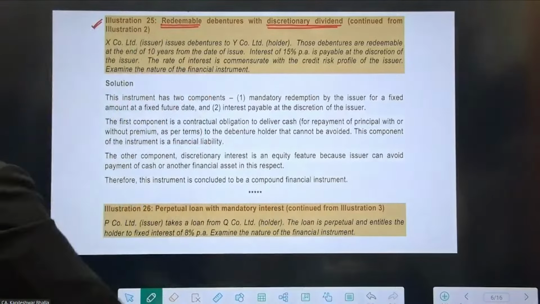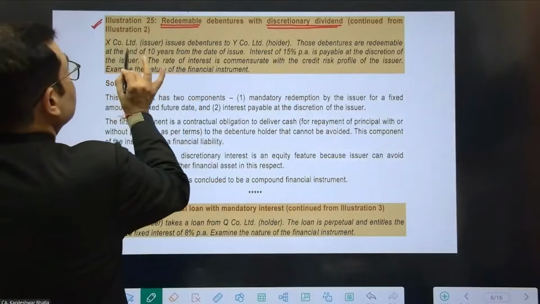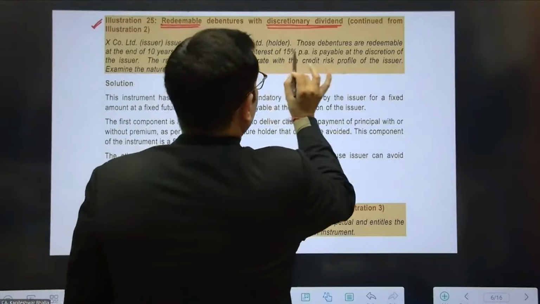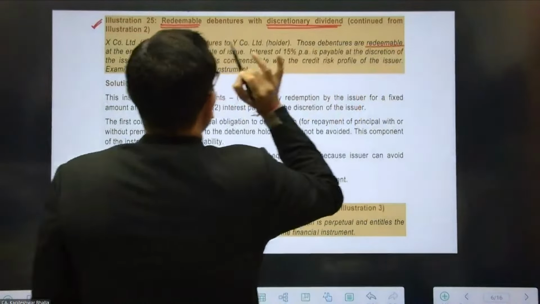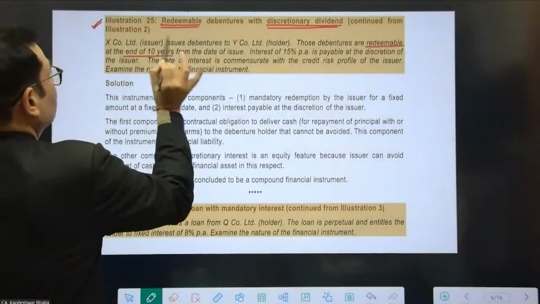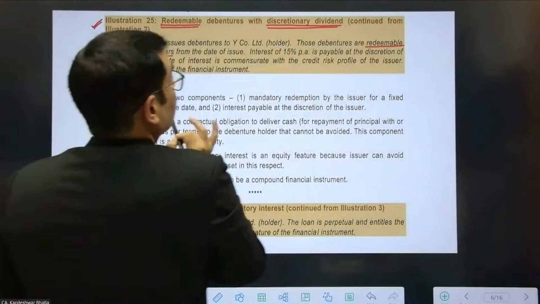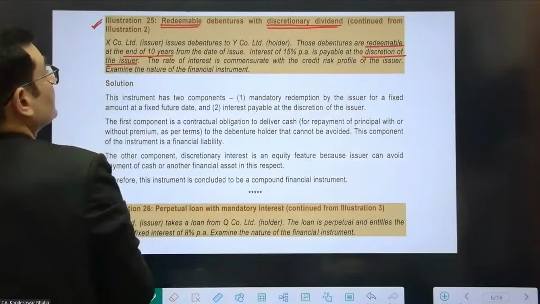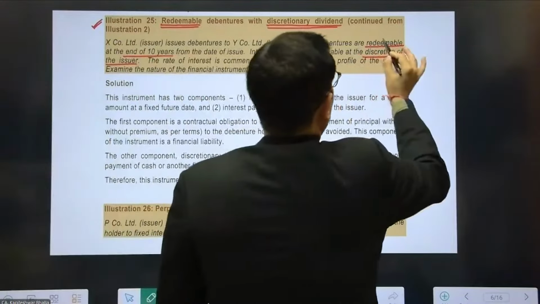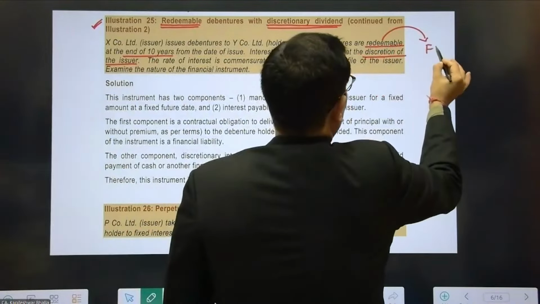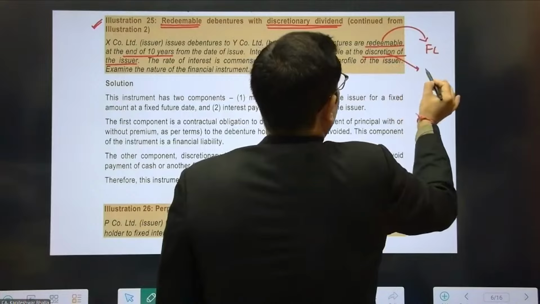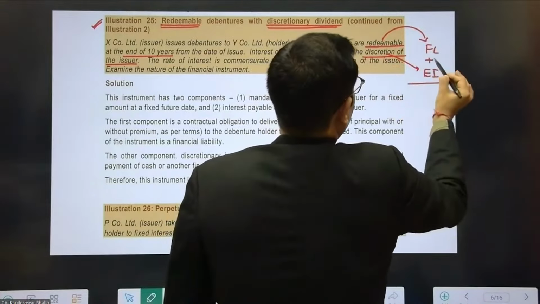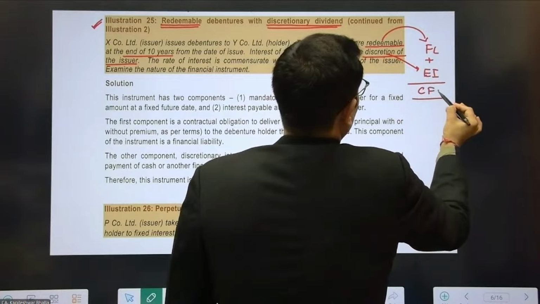Great. Let's still read. It says X company, the issuer, issues debentures to Y, the holder. The debentures are redeemable at the end of 10 years from the date of issue. The interest is payable at the discretion of the issuer. So when this is redeemable, undoubtedly it becomes a financial liability. When the dividends are discretionary, it makes it an equity instrument, and put together, it becomes a compound financial instrument.